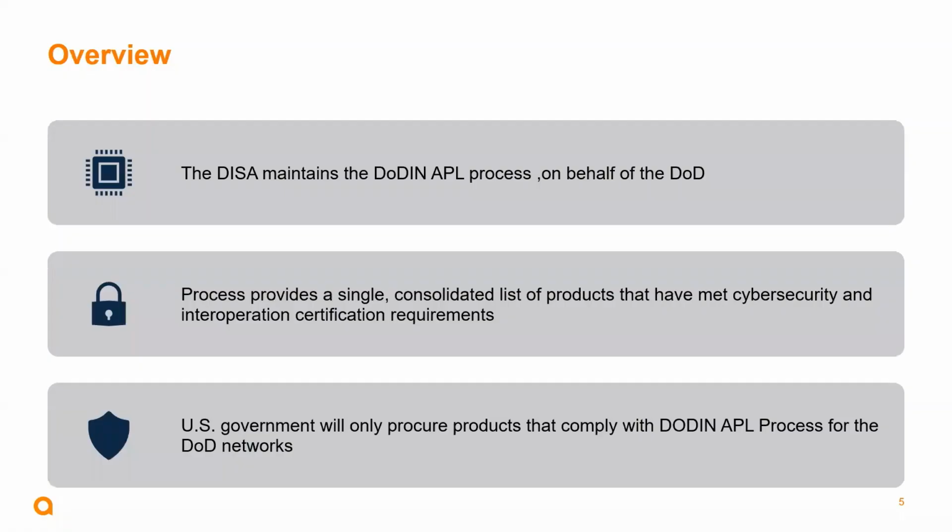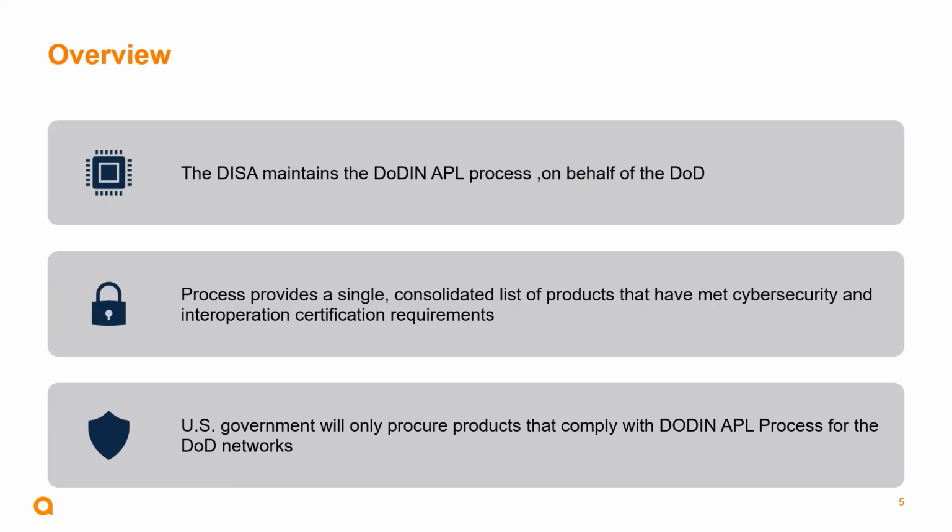Let's see the overview of DoDin APL certification. The Defense Information System Agency maintains the Department of Defense Information Network approved product list process on behalf of Department of Defense. This process provides a single consolidated list of products that have met cybersecurity and interoperation certification requirements.